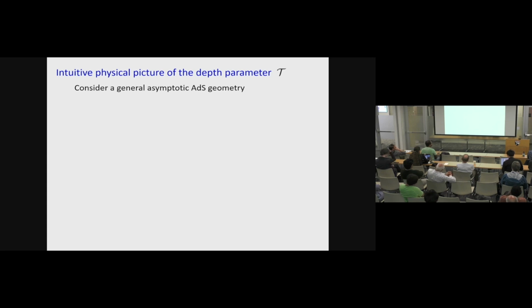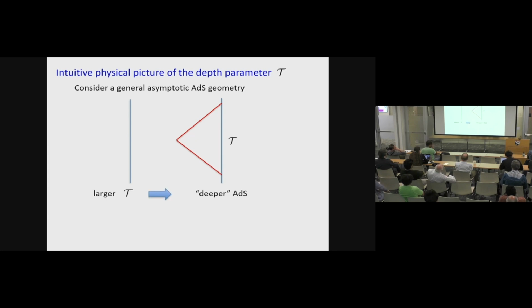Consider a general asymptotically AdS geometry, and send light rays from the boundary into the bulk. Now imagine this bulk does not have a horizon, and has a most central point. You can take this central point and send a light ray to the boundary, and ask: what is the span of this size on the boundary when I send the light ray like this? That's precisely this T. So essentially, with a larger T, you can probe deeper in AdS. Anyway, T equal to 0 corresponds to the radial direction being microscopic.